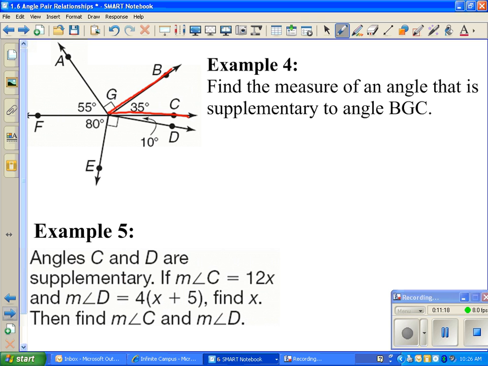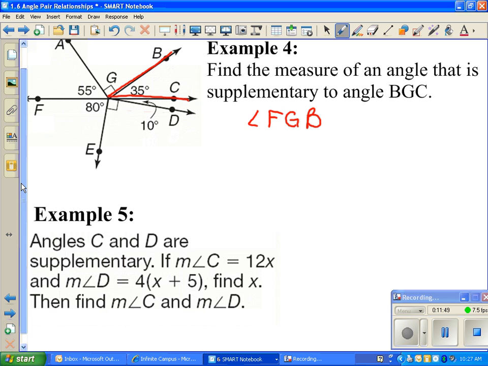FGA and AGB. Okay. You can't name it that way because we've already got one angle and it's named for it. FGB. Thank you. So she's saying angle FGB. So 90 plus 55 is 145 plus the 35. And they are adjacent. And they're a linear pair. Very good.